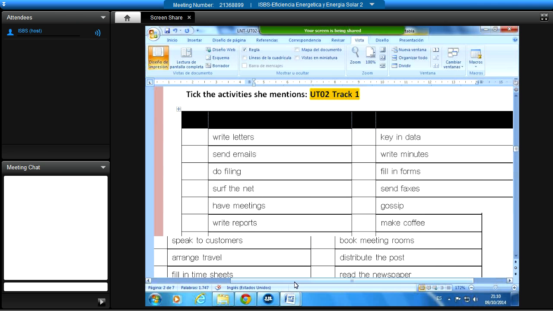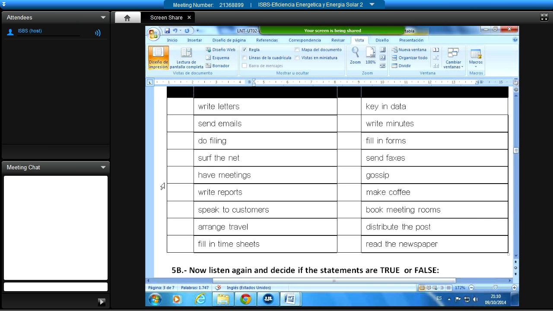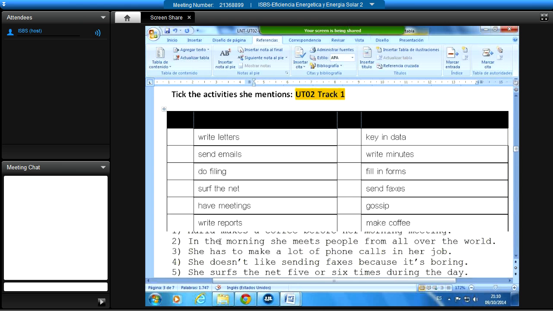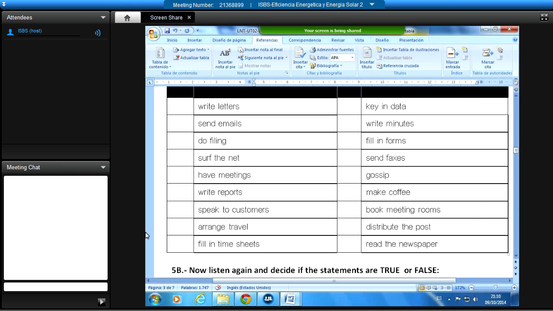Yes, finished. So now we are going to do a listening to change a little bit, and we are going to do 5A, not 5B, okay? 5A only. We're going to listen to a woman working in an office, talking about her daily routine, her daily activities. We have to tick, okay? We have to select the ones that are mentioned, the activities that she completes in her daily routine. But first of all, do you know the meaning of all this?